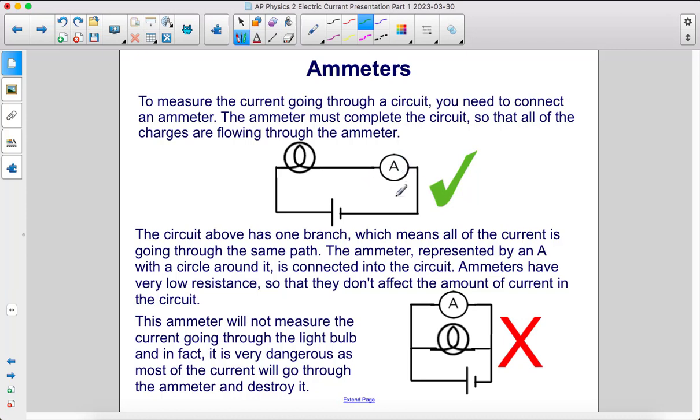Ammeters have very low resistance so that they don't affect the amount of current in the circuit. This ammeter will not measure the current going through the light bulb, and in fact is very dangerous as most of the current will go through the ammeter and destroy it. Since ammeters have very low resistance, the current's going to go this way instead of through the light bulb, and it's going to potentially destroy the ammeter.